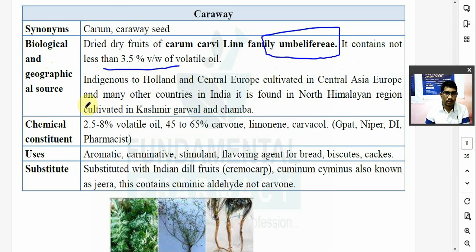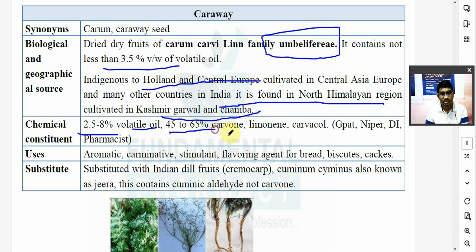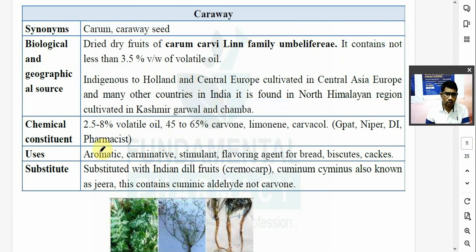Now it is indigenous to Holland, Central Europe, and cultivated in Asia, Europe and many countries. In India also it is found in the North Himalayan region, cultivated in Kashmir and Garhwal and Chamba district. Chemical constituent in caraway: it contains 2.5 to 8% volatile oil. Out of that volatile oil, 45 to 65% is carvone. So the main important component is carvone.